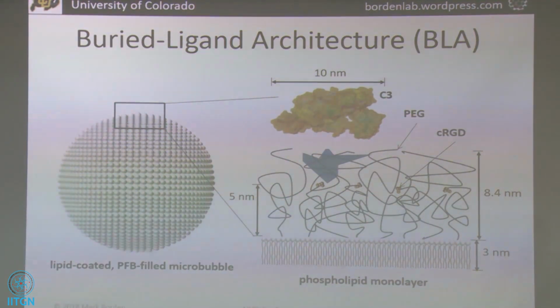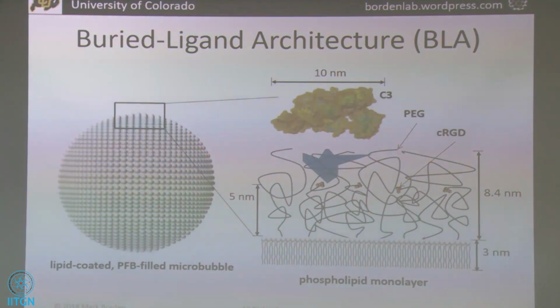So the concept of a varied ligand architecture is that you have a bimodal brush. So polyethylene glycol has two different chain lengths, long chain and short chain. The short chain is tethered to the ligand, and the long chain has a methyl termination, so it's not going to bind to the complement C3. It's on the order of about 10 nanometers.